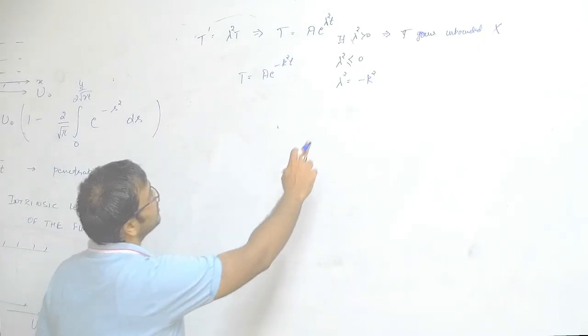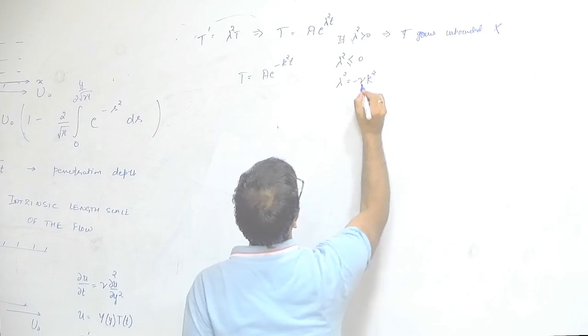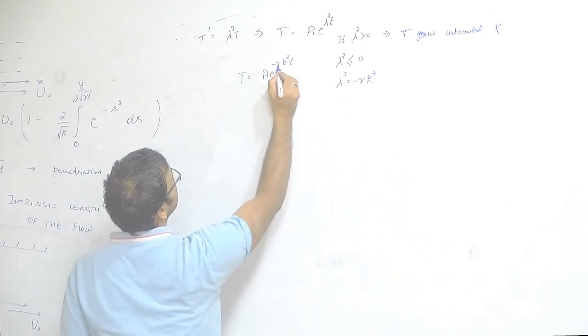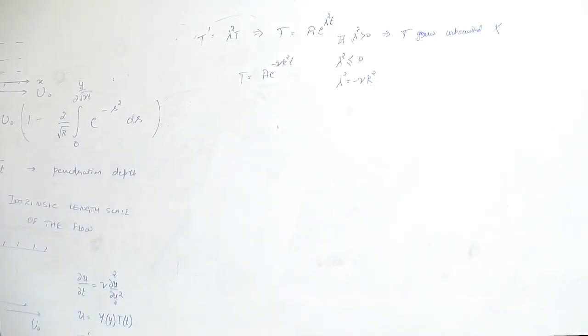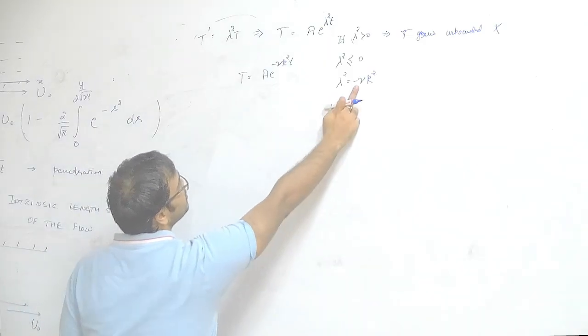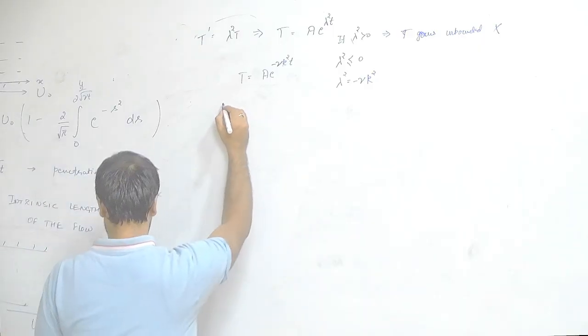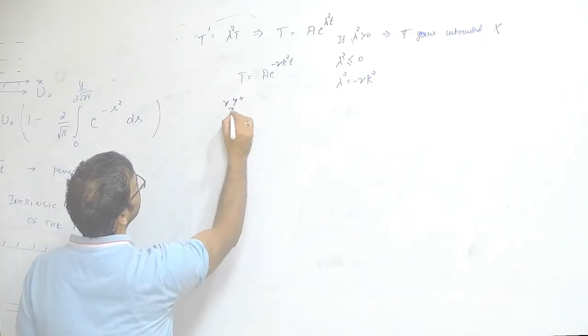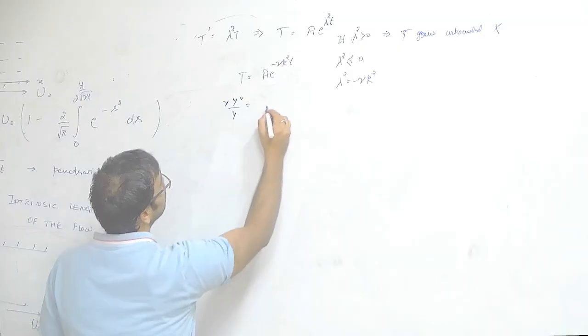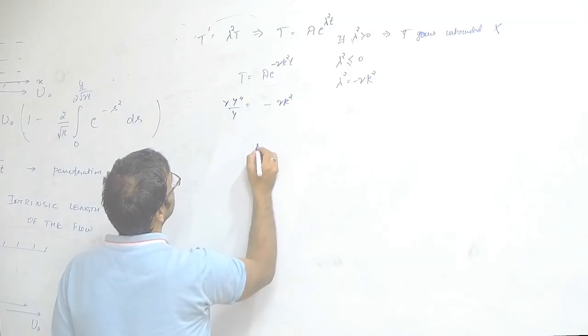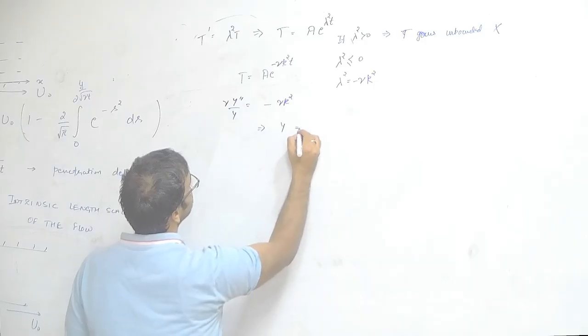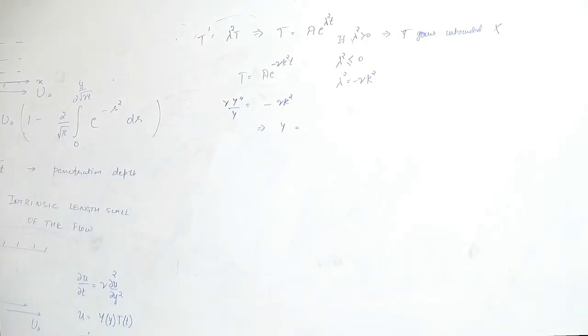Let us write lambda square as minus nu k square, just so our algebra becomes easier. You will see why. This nu will cancel out, so my algebra will become easier. Nu is anyways a positive constant, so it does not matter. So now solving this, nu y double prime over y equals minus nu k square. So what are the possible solutions of y?